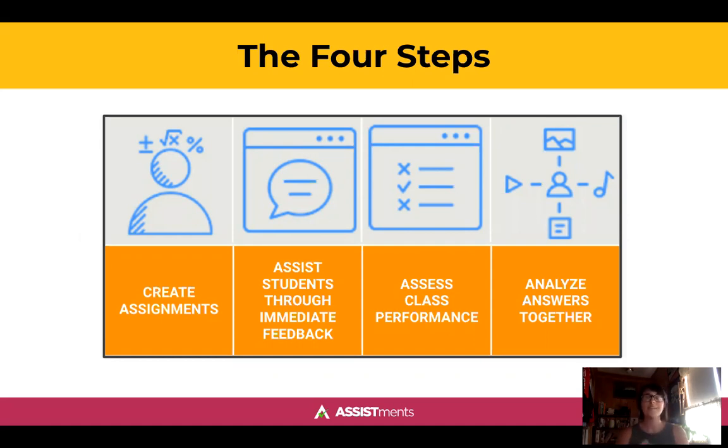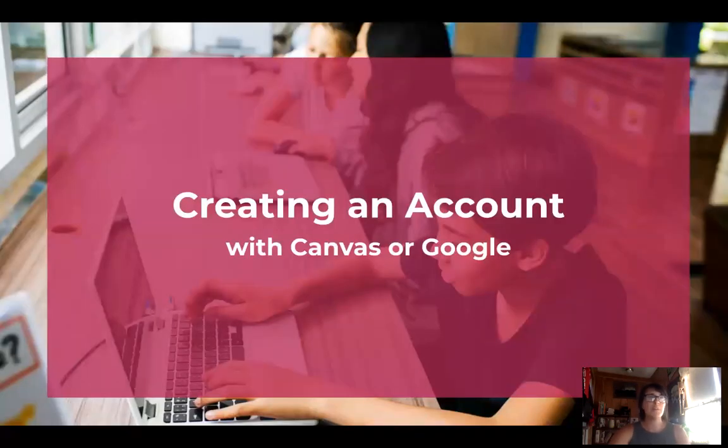Step 3 is assessing class performance. I think of this as when I was in the classroom and I would say, hey students, put your hand up if you had trouble on number 1. Okay, what about number 2? And it was like twisting their arms to get them to share information. So we get to assess class performance in a much more efficient way. And then step 4 is analyzing answers together, basically taking all that data and sharing it out with students and letting it inform the instruction that you provide. So we are going to get started with what I'll call step 0, creating your account in ASSISTments.